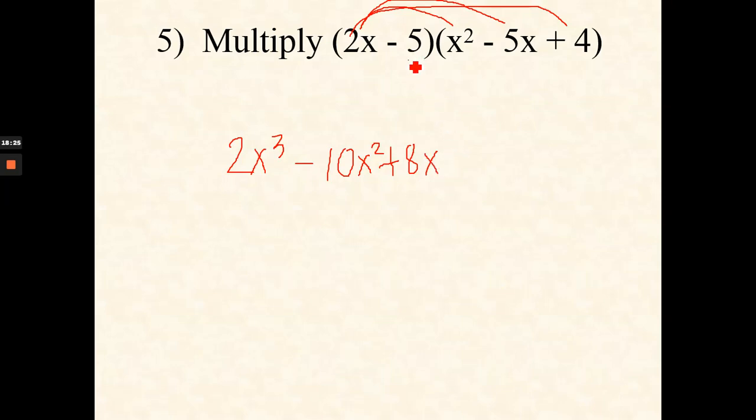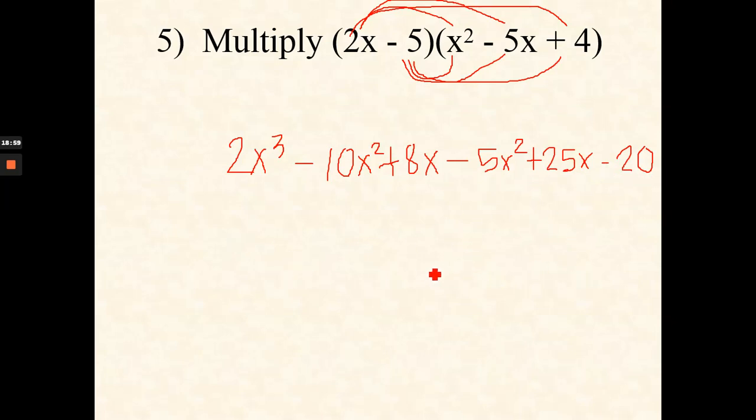The next one, negative 5 times x squared, that is negative 5x squared. Then negative 5 times negative 5x, that is positive 25x. And then negative 5 times positive 4, that is negative 20. Okay, so we have how many terms? 1, 2, 3, 4, 5, 6.